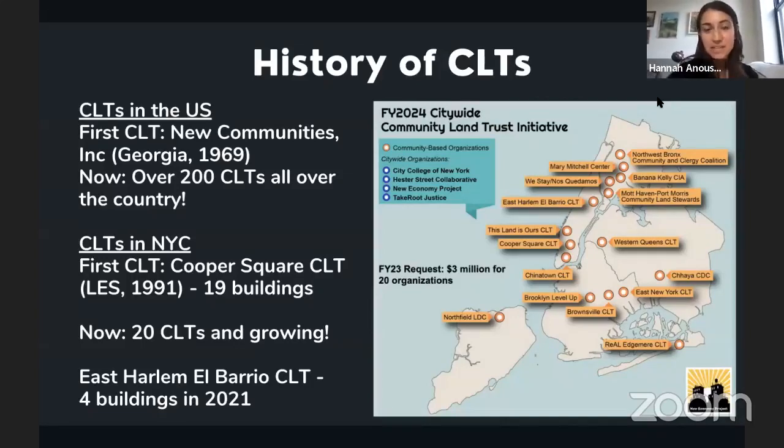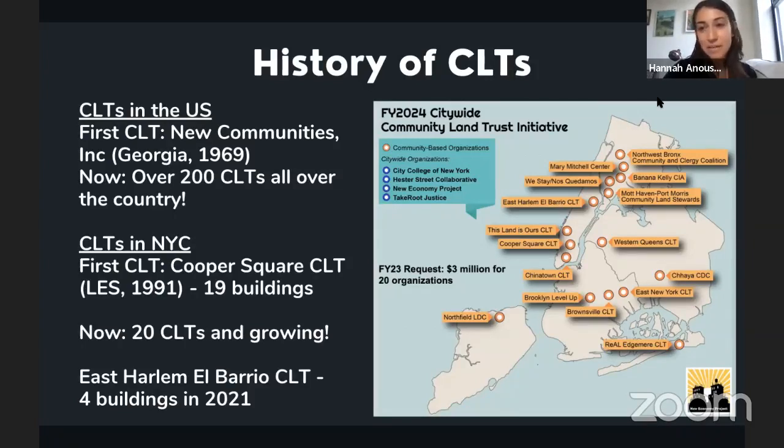But just to talk a little bit about the history of CLTs. There's CLTs across the world, and there's many CLTs in the US specifically. The first contemporary CLT was founded during the civil rights movement in Albany, Georgia, by the descendants of sharecroppers, and it was called New Communities, Inc. It was a way for Black farmers to have self-determination when they were facing all sorts of discrimination and evictions. And now there's over 200 CLTs all over the country, and there's 20 CLTs in New York City, and the numbers are growing.